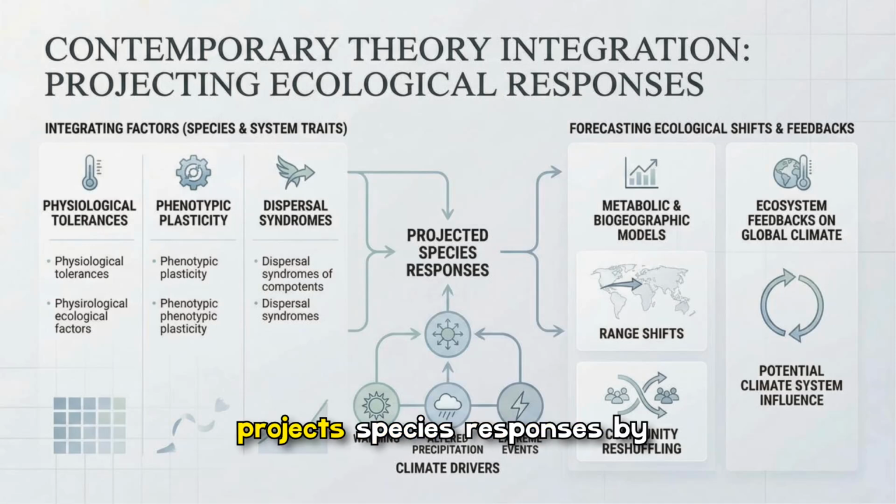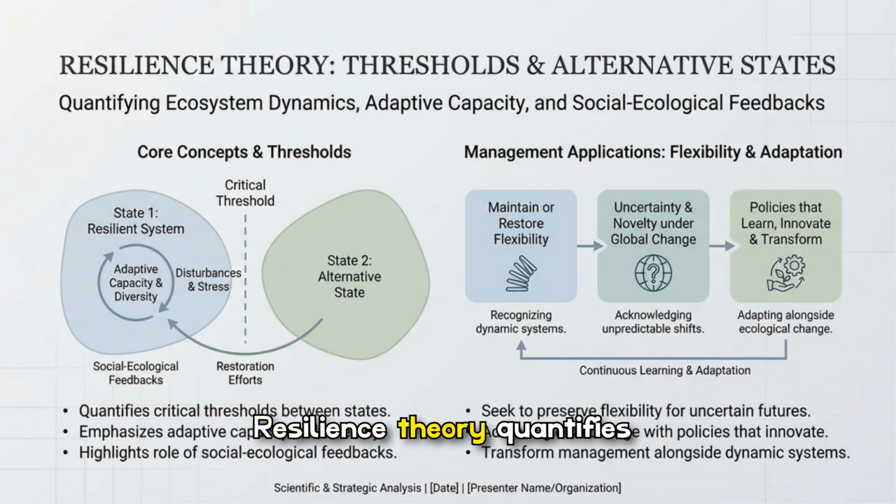Contemporary integration projects species responses by combining physiological tolerances, phenotypic plasticity, and dispersal syndromes with climate drivers like warming, altered precipitation, and extreme events, feeding metabolic and biogeographic models that forecast range shifts, community reshuffling, and potential ecosystem feedbacks to the global climate.